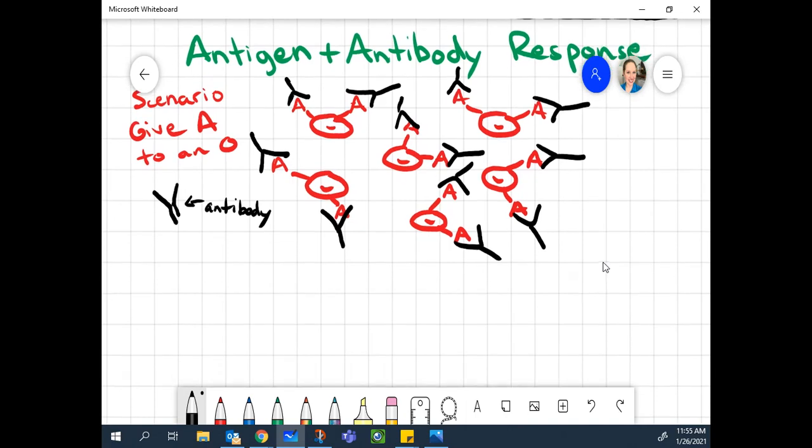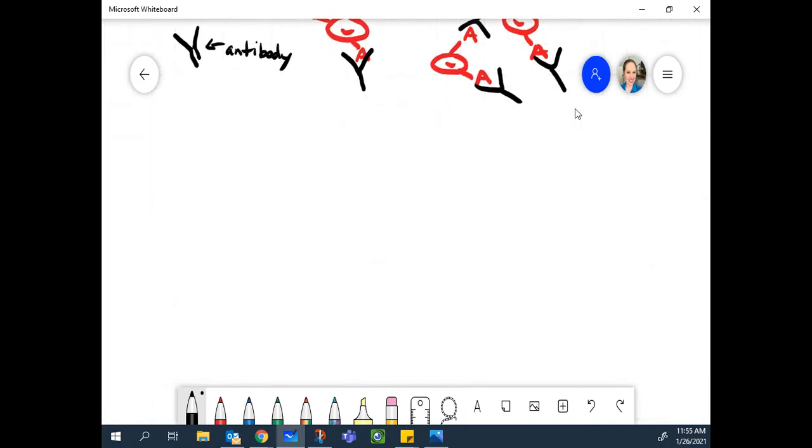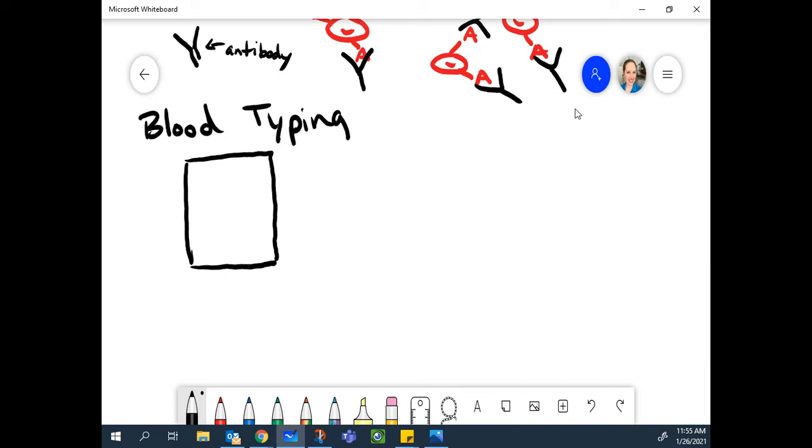So what we did was we have these little trays. So now we're moving on to blood typing. Let me label it. And these trays had 3 spots. And we put the blood in all 3 spots. So blood, blood, blood.